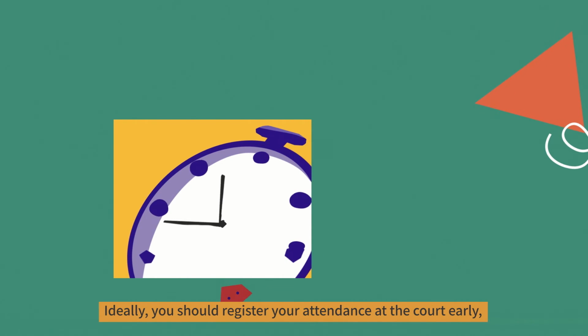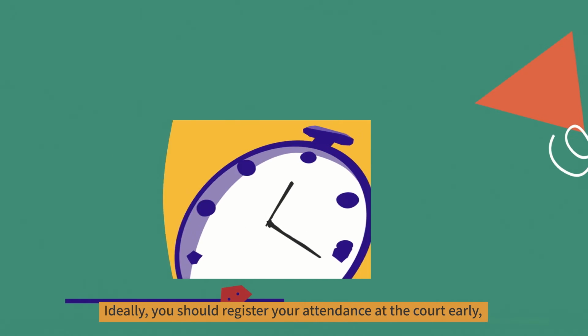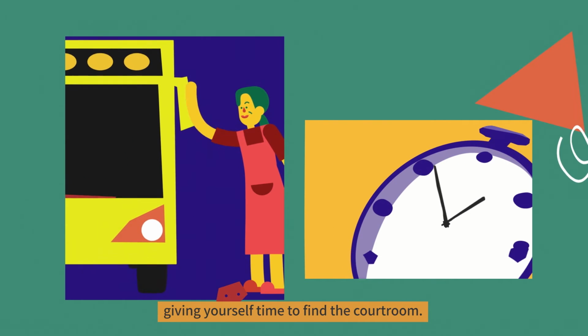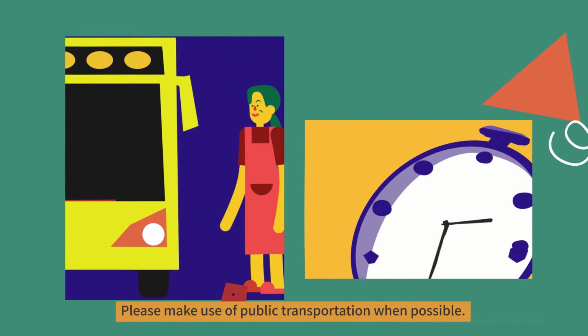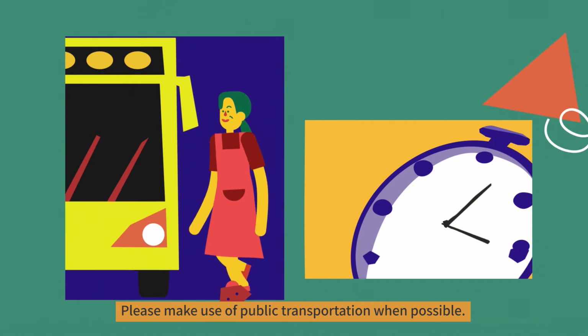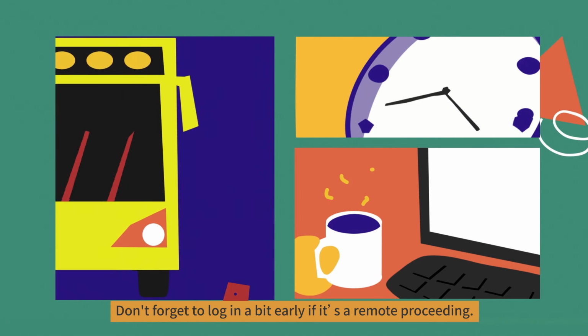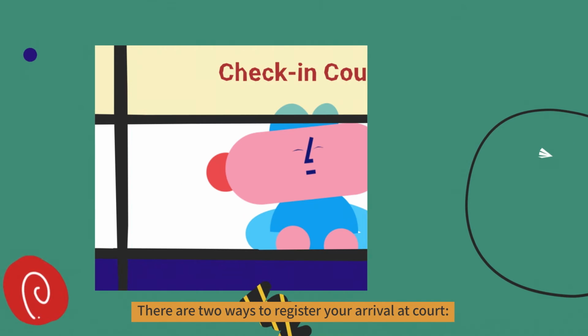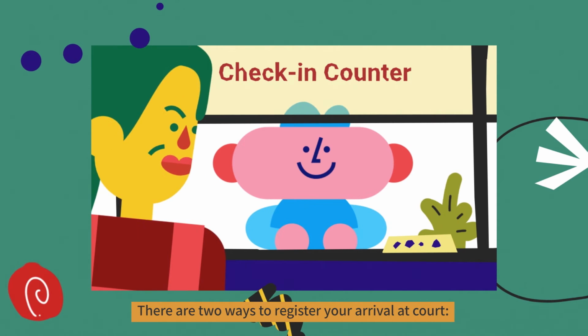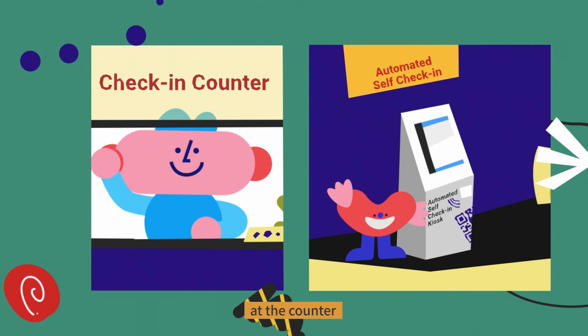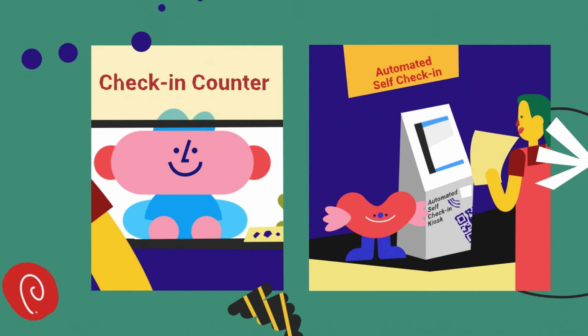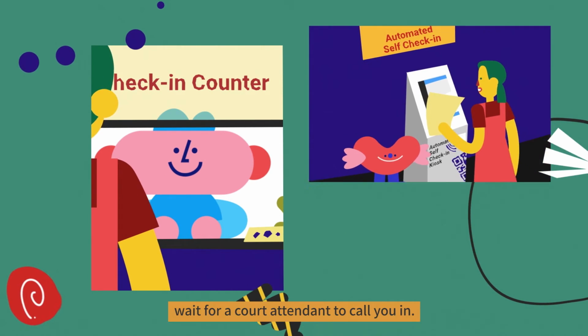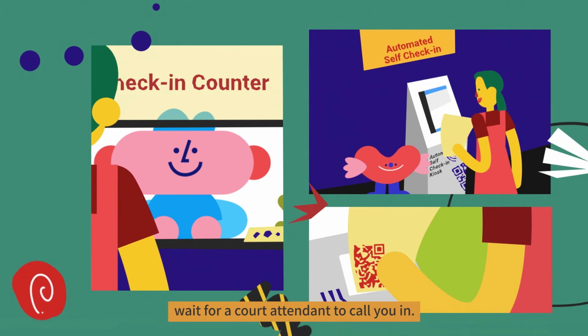Ideally, you should register your attendance at the court early, giving yourself time to find the courtroom. Please make use of public transportation when possible. Don't forget to log in a bit early if it's a remote proceeding. There are 2 ways to register your arrival at court: at the counter or the check-in kiosk. Then, wait for a court attendant to call you in.